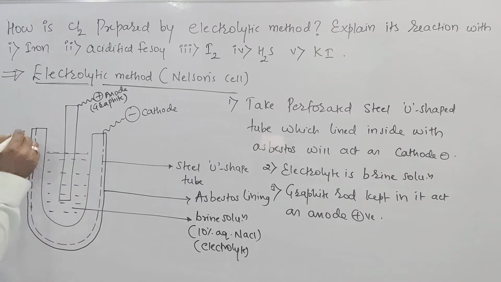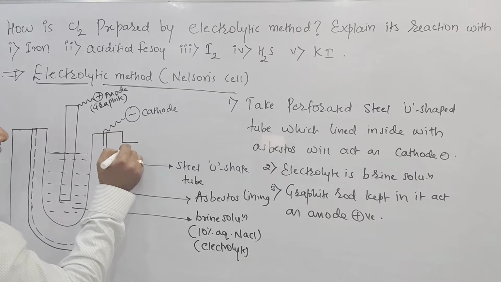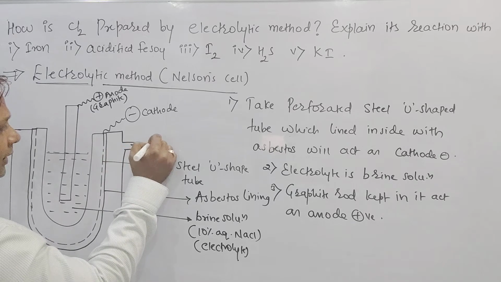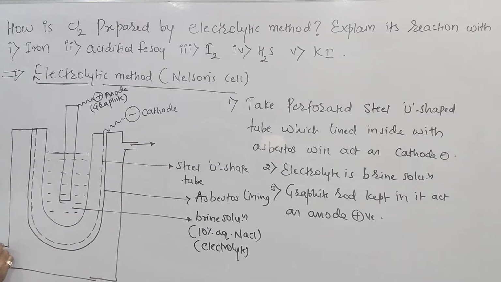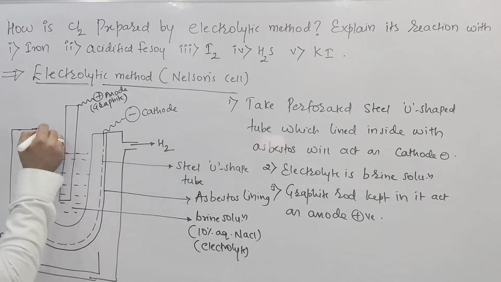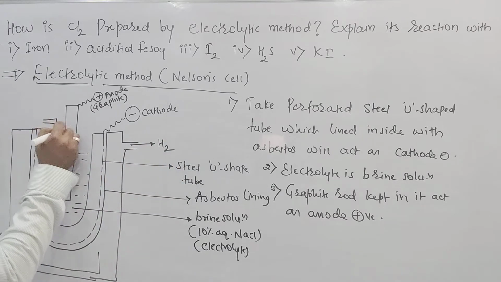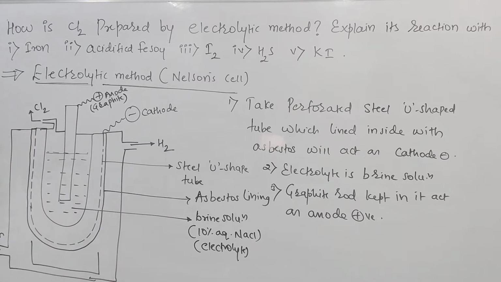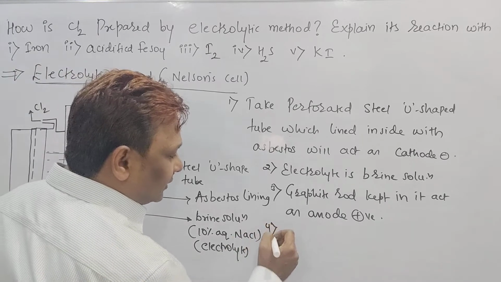This whole arrangement you have to keep in a large rectangular iron tank, and this large rectangular iron tank should have an inlet and outlet. This is an outlet and this is an inlet. From this inlet you have to send the steam. At the bottom you get the NaCl, H2 gas is liberated here, and Cl2 gas is liberated from here.